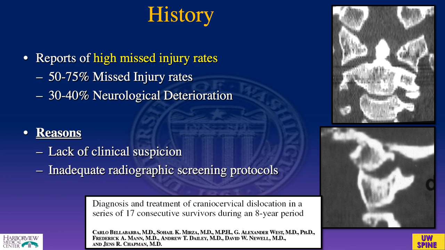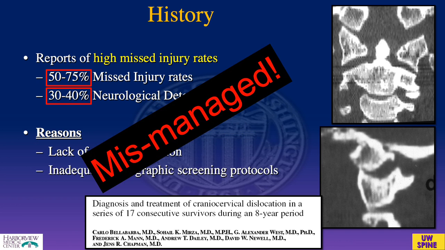If we look at this historically, this is an article that came out of Harborview Medical Center, and we look at this high rate of missed injuries. Historically, 50 to 75% had missed injury rates, and these were defined as delay in diagnosis or things that were not picked up on initial imaging. Unfortunately, this led to approximately a third of patients developing neurological deterioration, and really the reasons were lack of suspicion or inadequate radiographic screening that really did not pick this up adequately. And again, these can be quite subtle. This led to mismanagement and led to sort of demise of patients that could have been avoided.